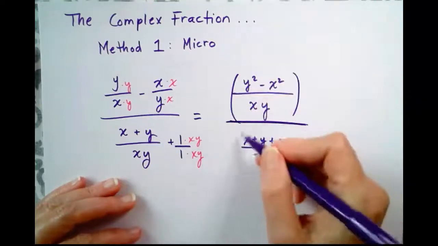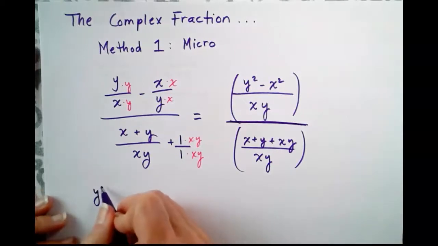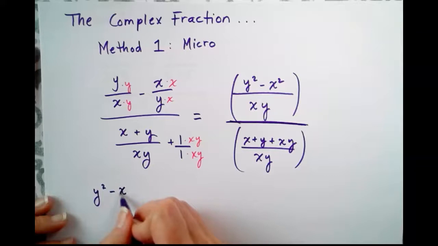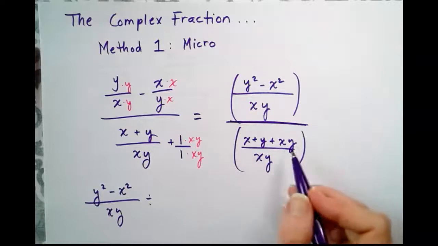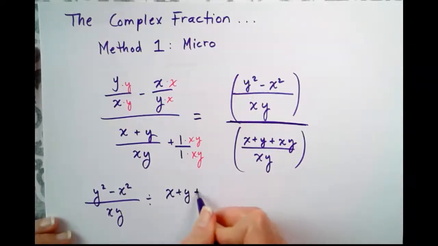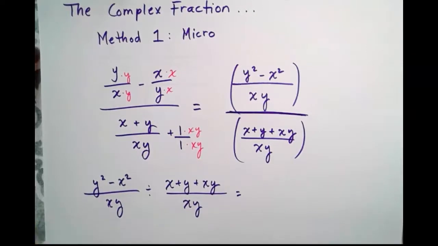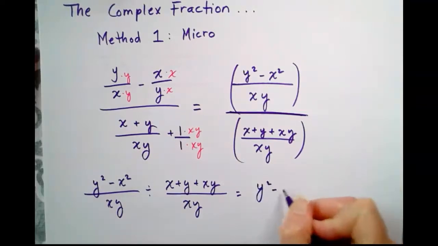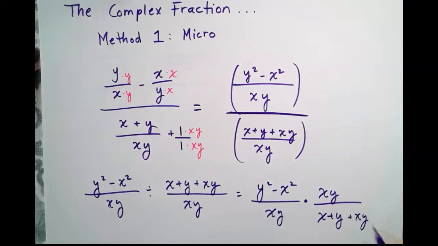So this is the quantity on the top, this is the quantity on the bottom. So we're going to change it to our old-fashioned division sign. So y squared minus x squared over xy divided by, and no like terms there, so x plus y plus xy over xy. And recall, division by a fraction is the same as multiplication by the reciprocal. So y squared minus x squared over xy times xy over x plus y plus xy.